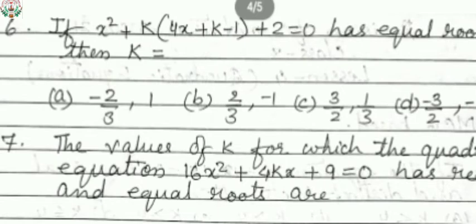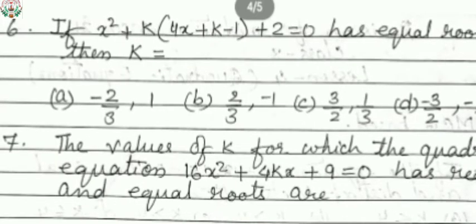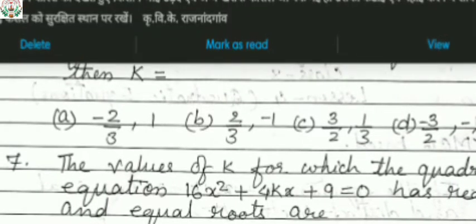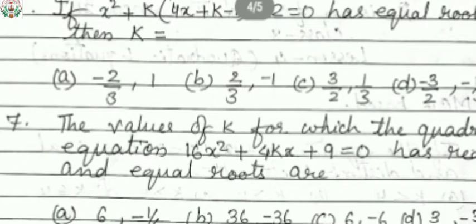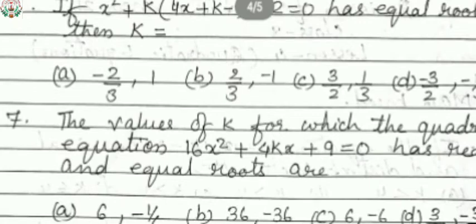Equal roots means again D equals to 0. So now put the values into b square minus 4ac equals to 0. Put the values of a, b and c in the value of D, where D equals b square minus 4ac, and simplify for k. So what answer are you getting? Check it out from the options.